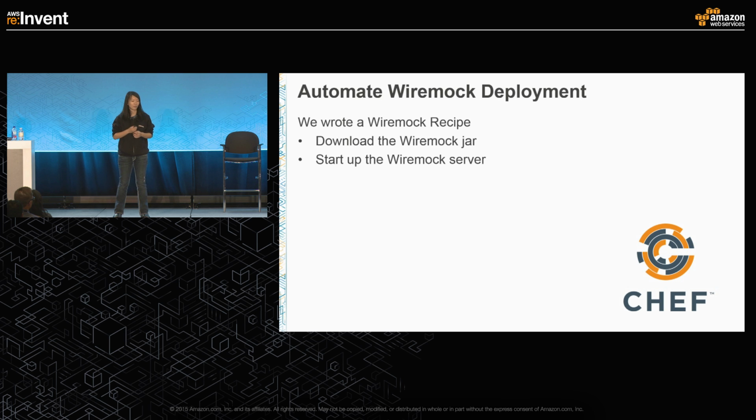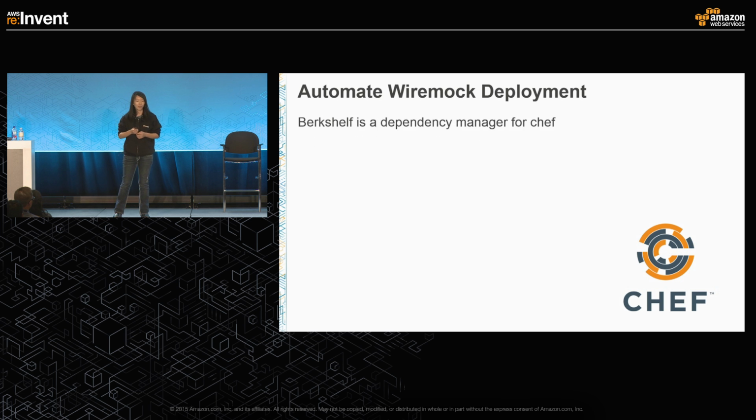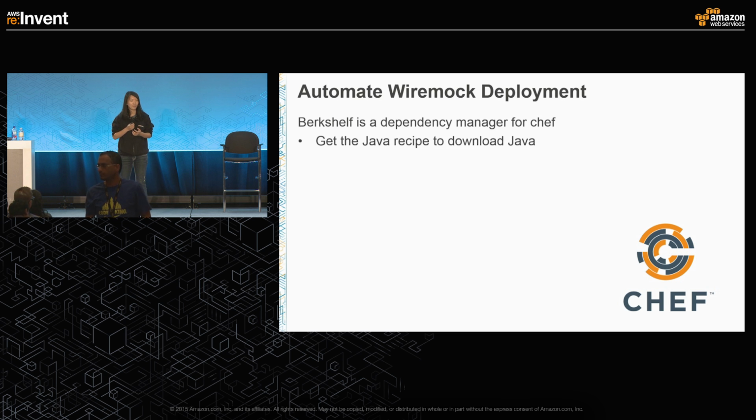It's very straightforward. We also use Berkshelf. It's a dependency manager for Chef to grab the dependency that we need. First, it's going to get the Java recipe to download Java. And then it's going to get the Wiremock recipe to download Wiremock and deploy the Wiremock server.